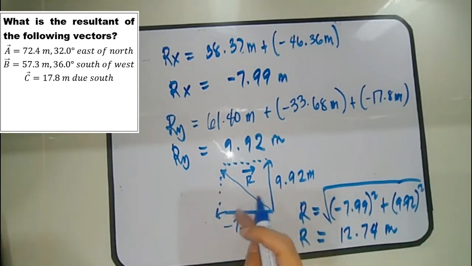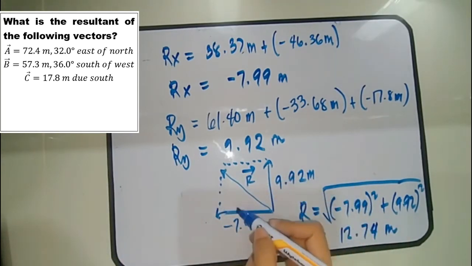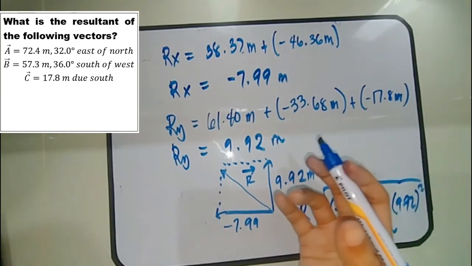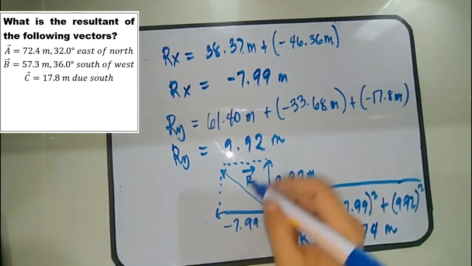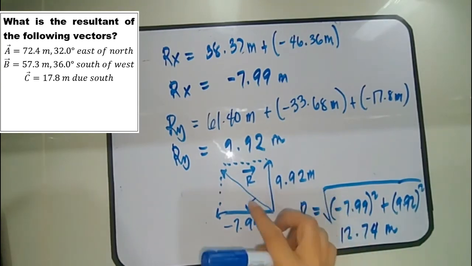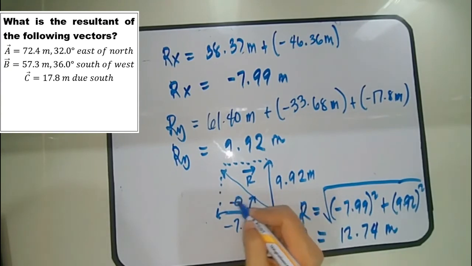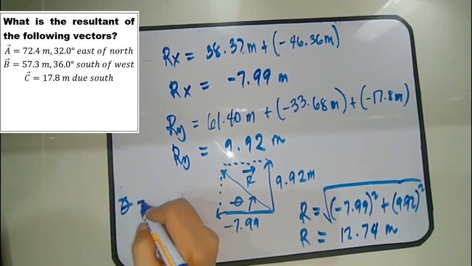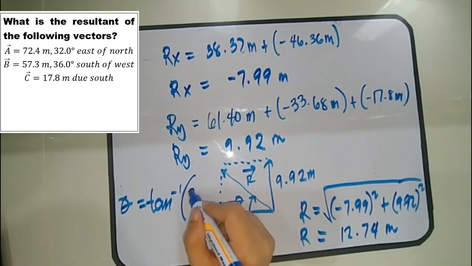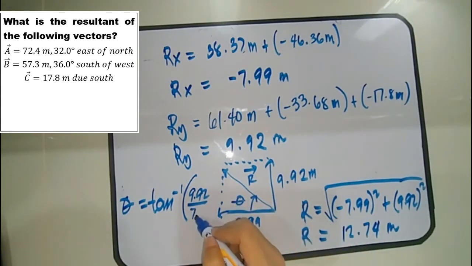So ang direction niya guys, nakabase sa angle. So kunin natin yung angle niya. So it can be either this or this. So pag angle guys, i-denote natin kung saan natin siya kinuha. So here, let's say ito yung angle natin. This is our angle here, theta. So theta is, so from tangent, so arctan 9.92 over adjacent, so 7.99.